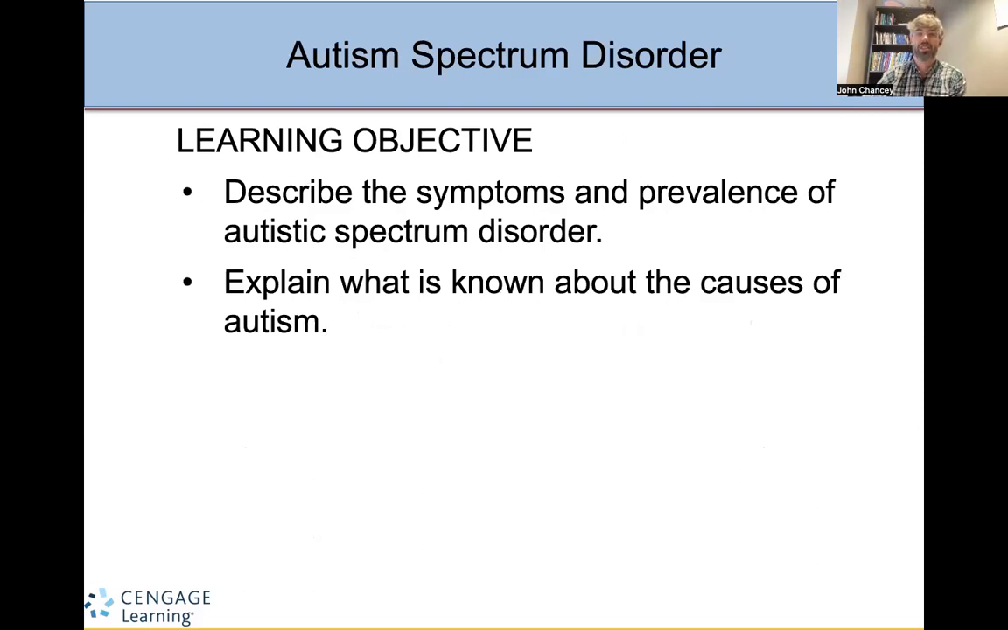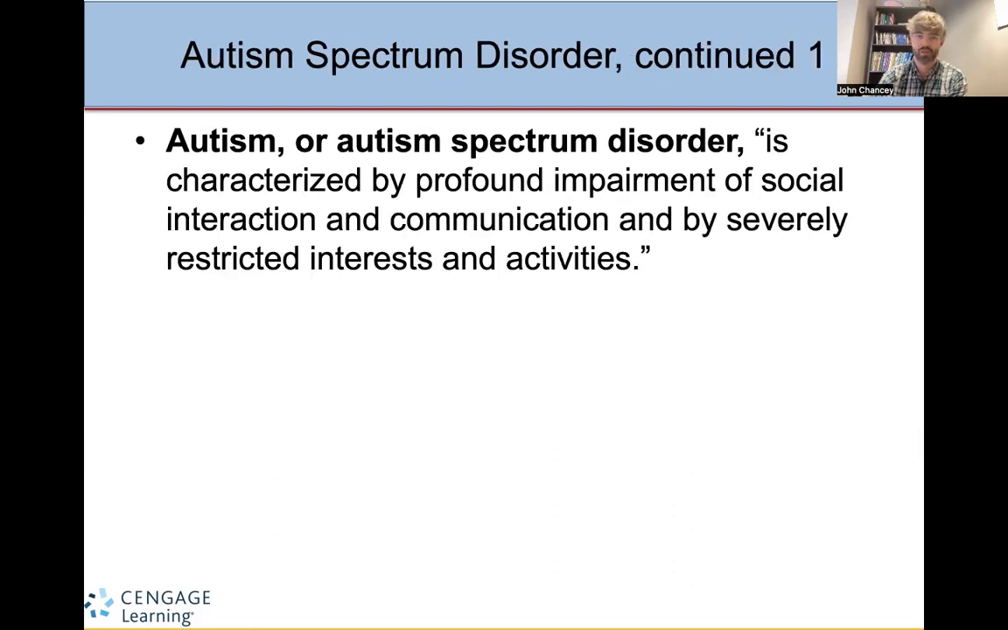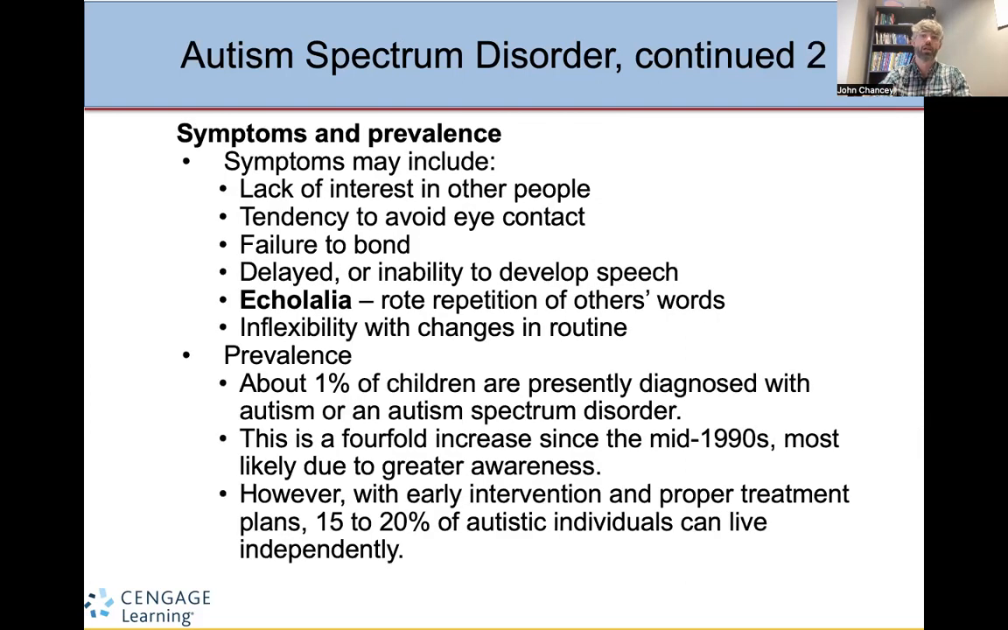Now we're going to look at autism spectrum disorder. You should be able to describe the symptoms and prevalence of autism spectrum disorder, and explain what is known about the causes. Autism, or autism spectrum disorder, is a spectrum of disorders related to profound impairment of social interaction, communication, and also severely restricted interests and activities. And this is typically something we're diagnosing during childhood.